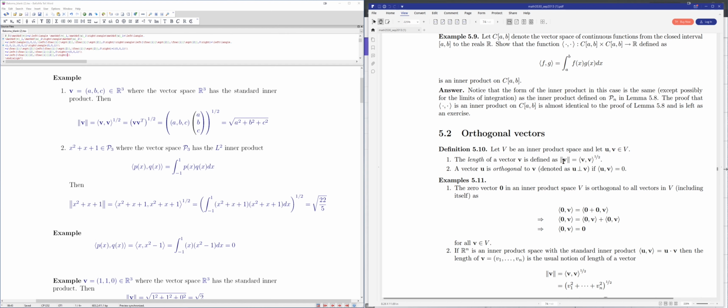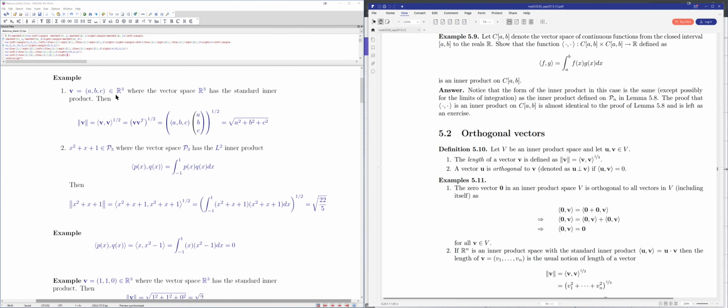How you define length is you take the inner product of the vector with itself, and then you take the square root of that. The inner product of a vector with itself is always going to be bigger than or equal to 0, so the square root of this quantity will be well defined.